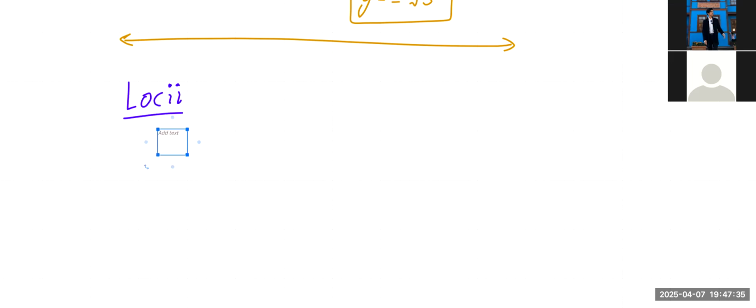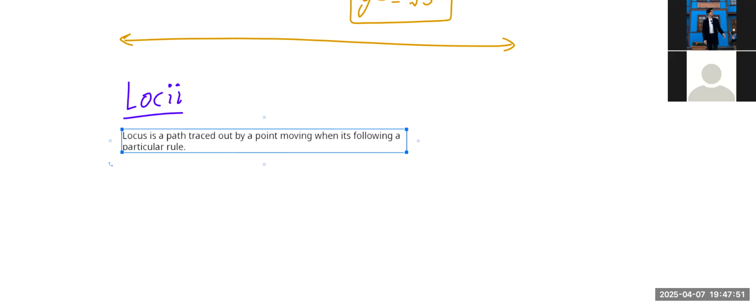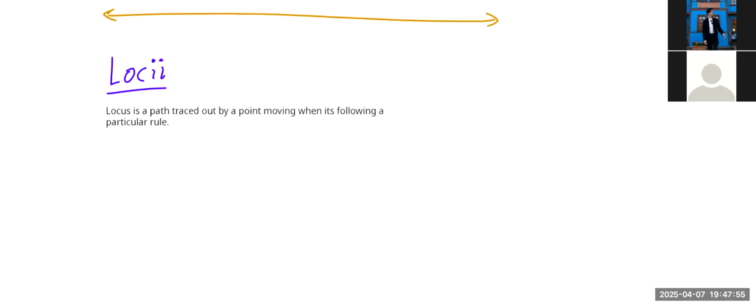a path traced out by a point moving, basically a point moving when it's following a particular rule. What does that mean? It's a bit hard to understand, but it's easy to visualize when you see it in a video. I'll send a video to you. But imagine it like this.